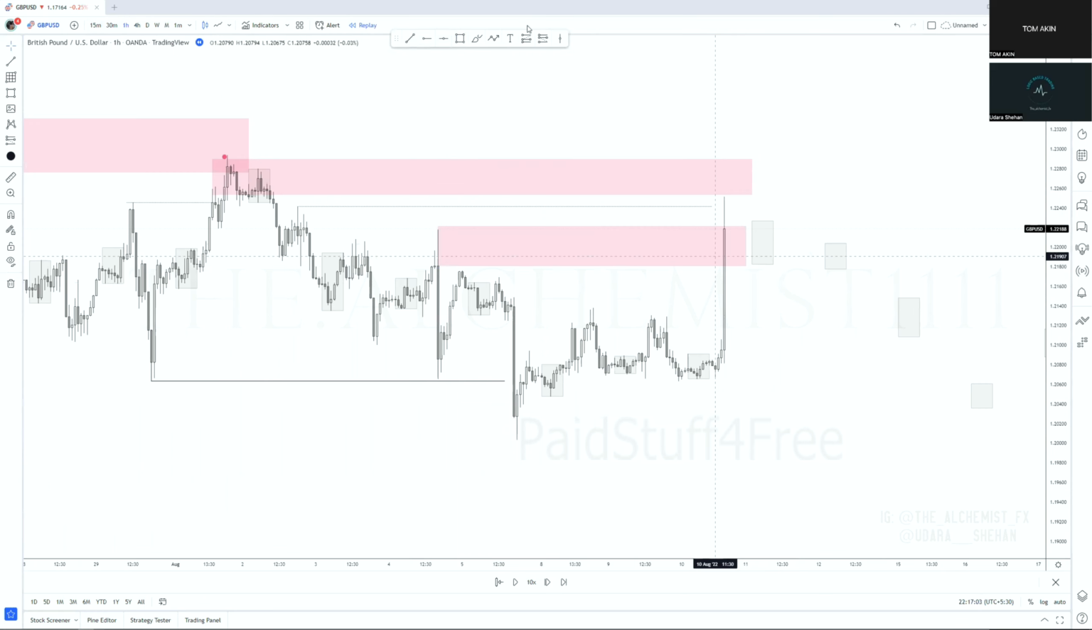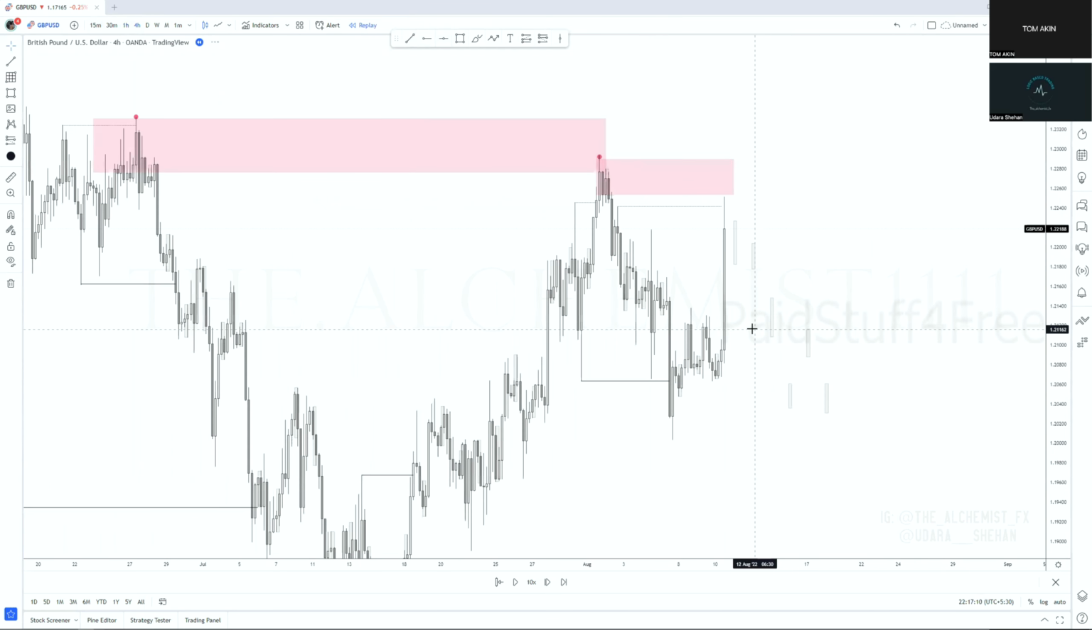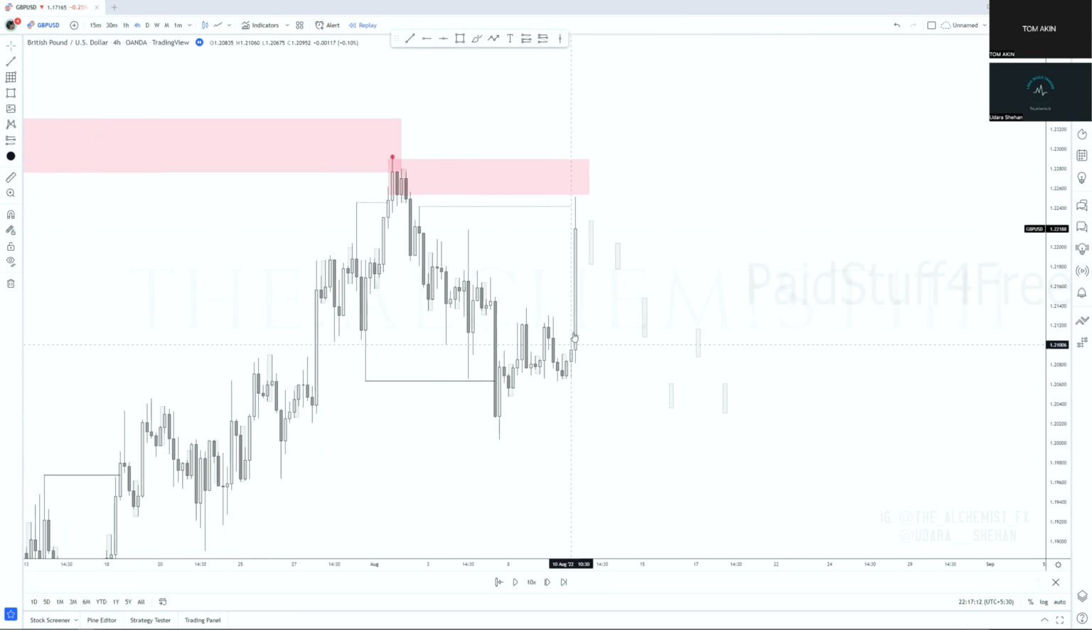And you can see what happened, right? It just wicked me out of my trade. Okay, so that happened, but that's okay. Now, are we going to look for buys just because of this explosive move? Are we going to look for buys?